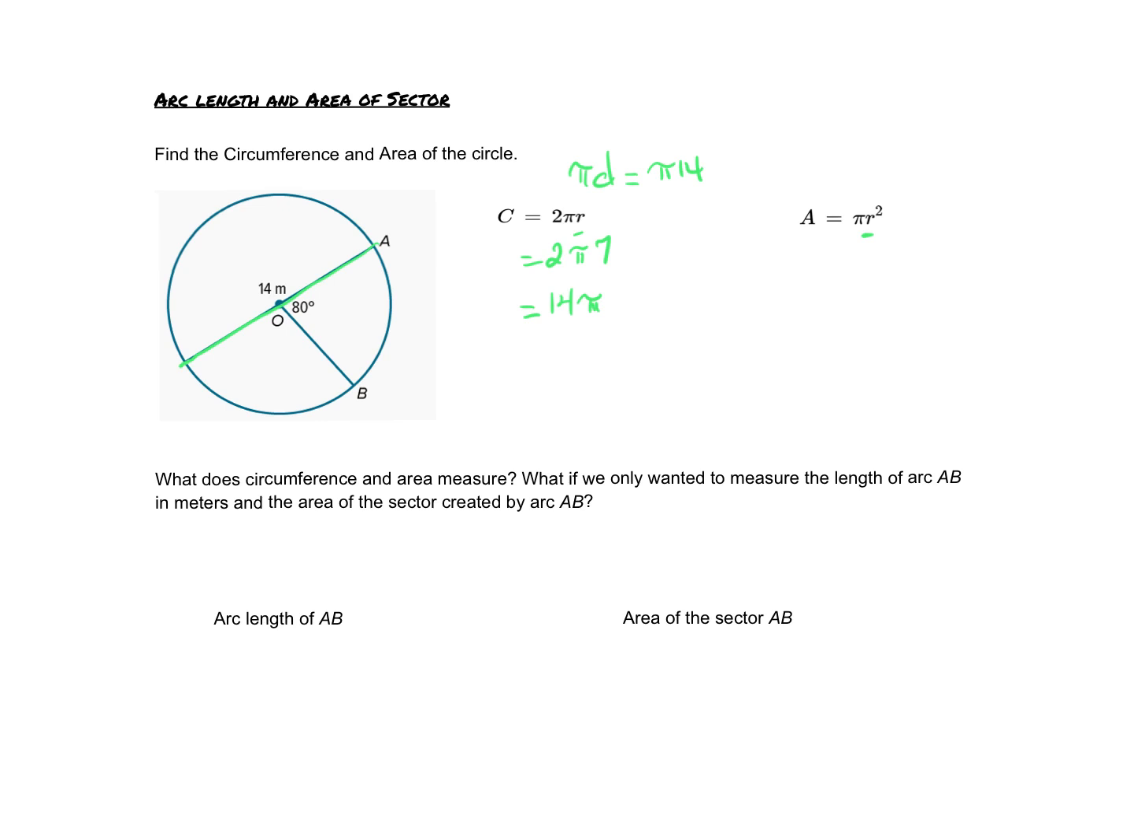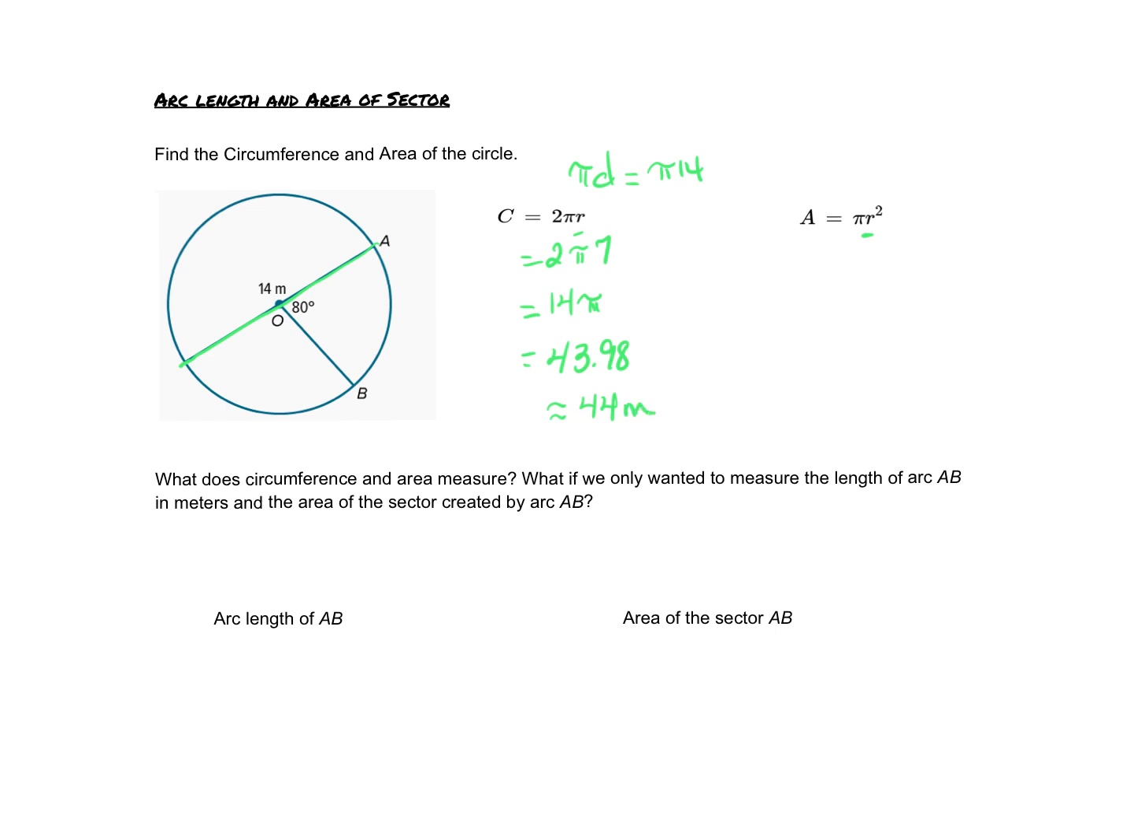So 14 times pi gives me 43.98, which technically I could say is 44, and that's meters if I was to round it.